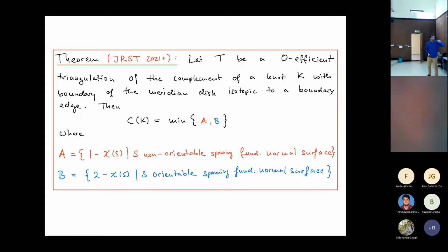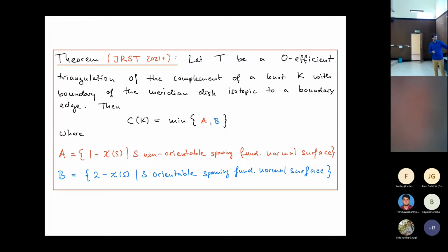I guess the plus is still accurate because it's not published yet. Okay, so if we have the zero-efficient triangulation of the complement of the knot with this extra boundary condition, then the crosscap number is the minimum of two numbers. The first is 1 minus the Euler characteristic for a non-orientable spanning fundamental normal surface. And the other one is 2 minus the Euler characteristic of an orientable spanning fundamental normal surface.